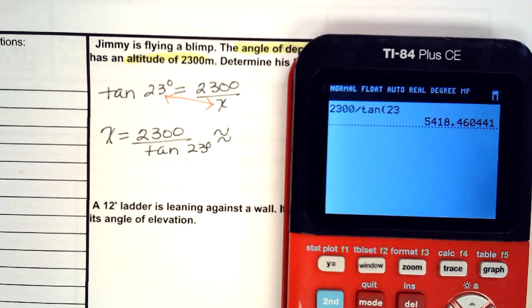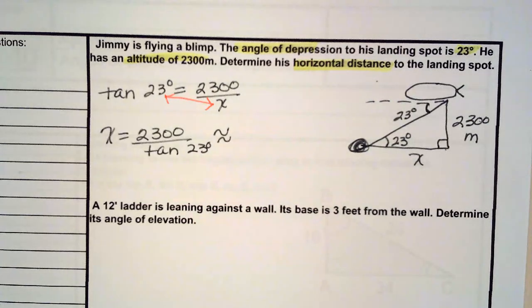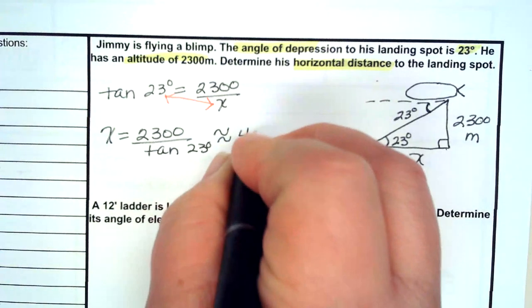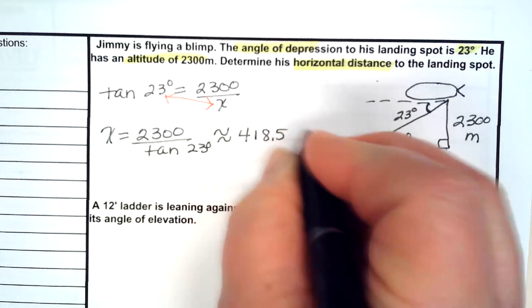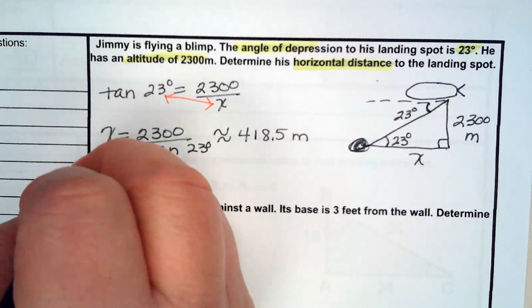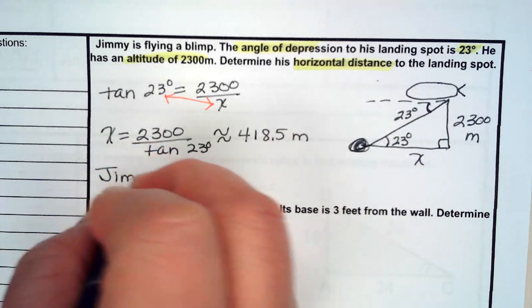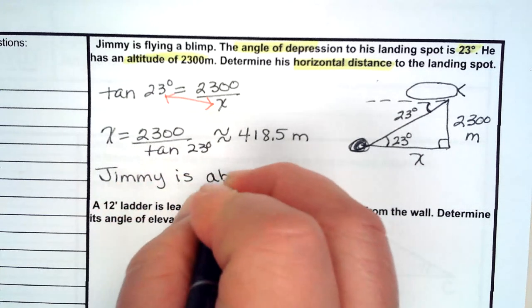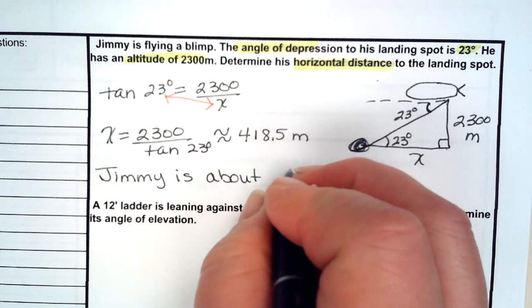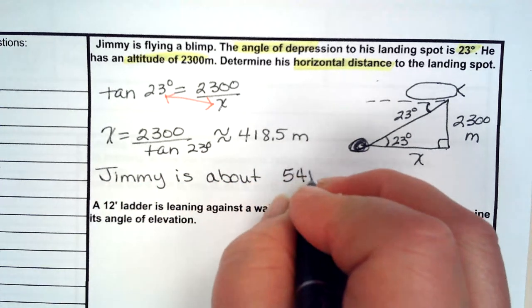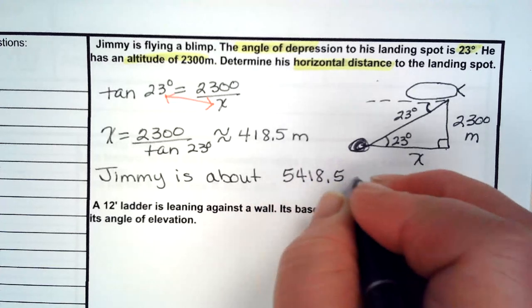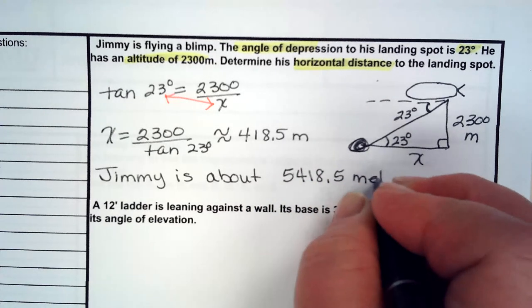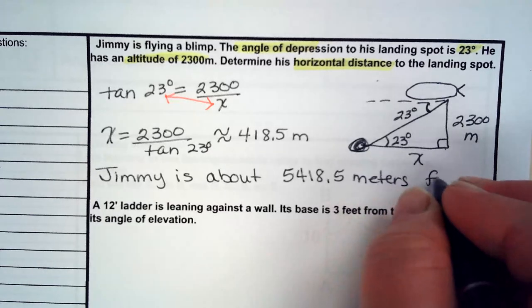Which is 418.46, so that would be 418.5 meters. So Jimmy is about 5,418.5 meters from the landing spot.